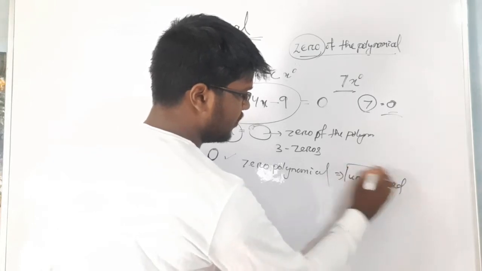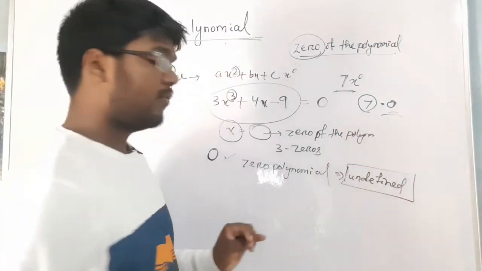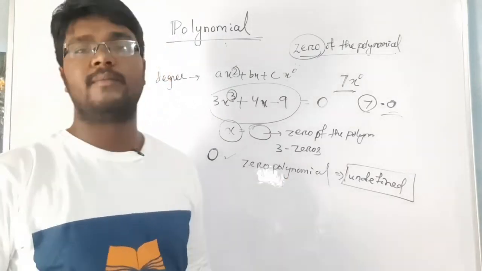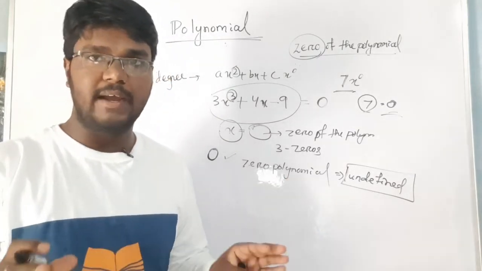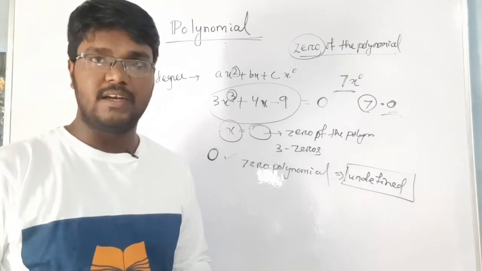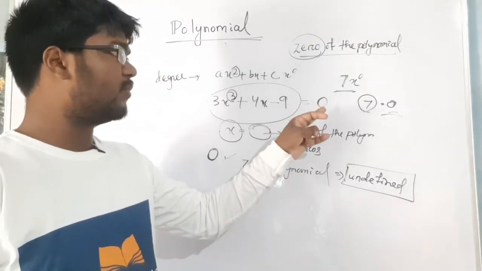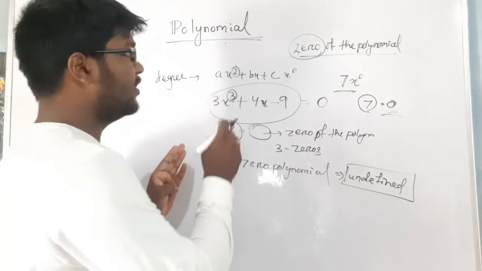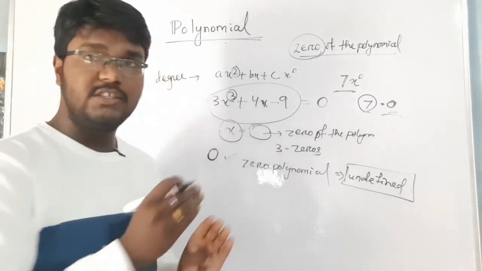This will become an important question. What is the degree of the zero polynomial? The degree of the zero polynomial is undefined. We can't find the degree of the zero polynomial, but for a constant term the degree is 0. This is the difference between a zero of the polynomial and the zero polynomial.